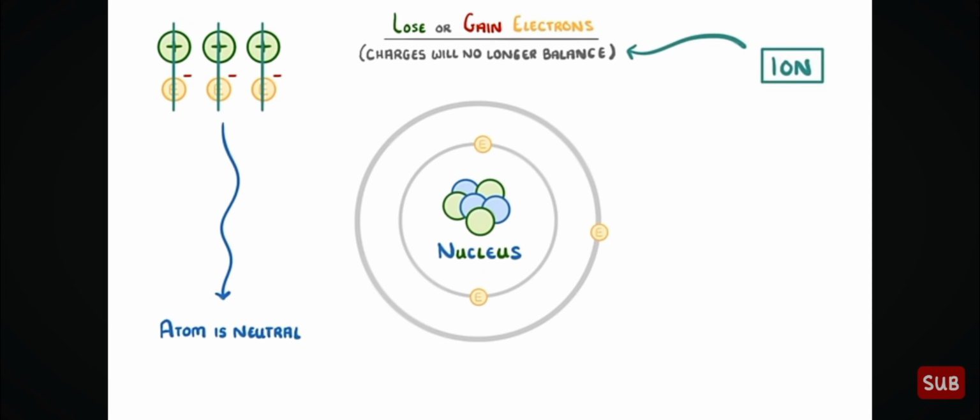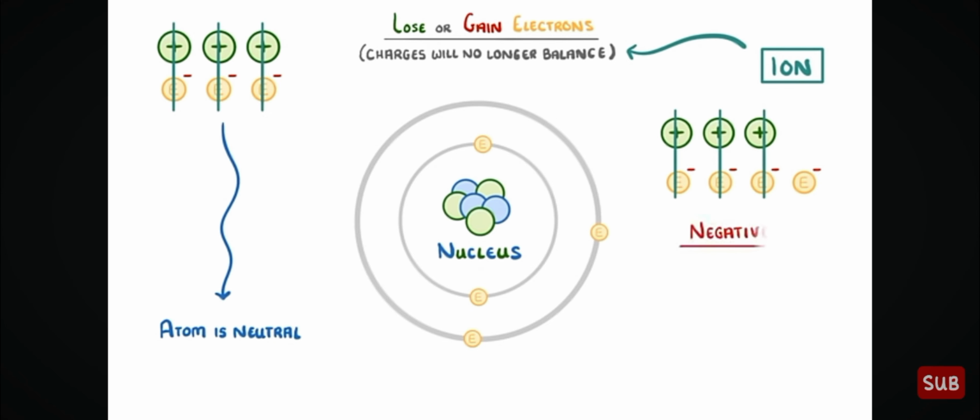For example, if we gave our atom an extra electron, we'd still have 3 protons, but 4 electrons, and so the charges would no longer balance, and it would now be a negative ion, because there's more negative electrons than positive protons. We'd call this a 1- negative ion, because it only has 1 extra electron. While if our ion had another extra electron, it would then have 2 extra electrons overall, and be a 2- negative ion.